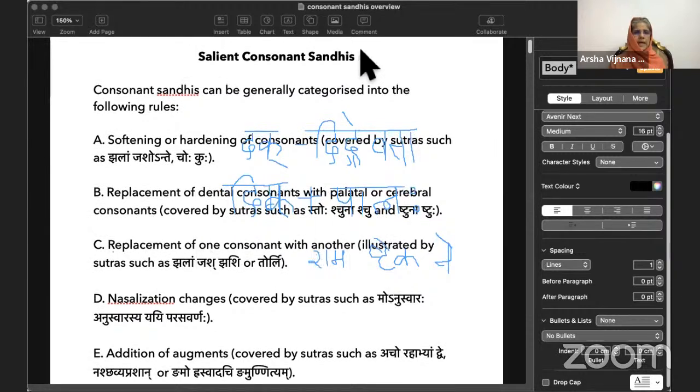So then the third kind of rules that we'll be looking at have to do with the replacement of one consonant by another consonant.